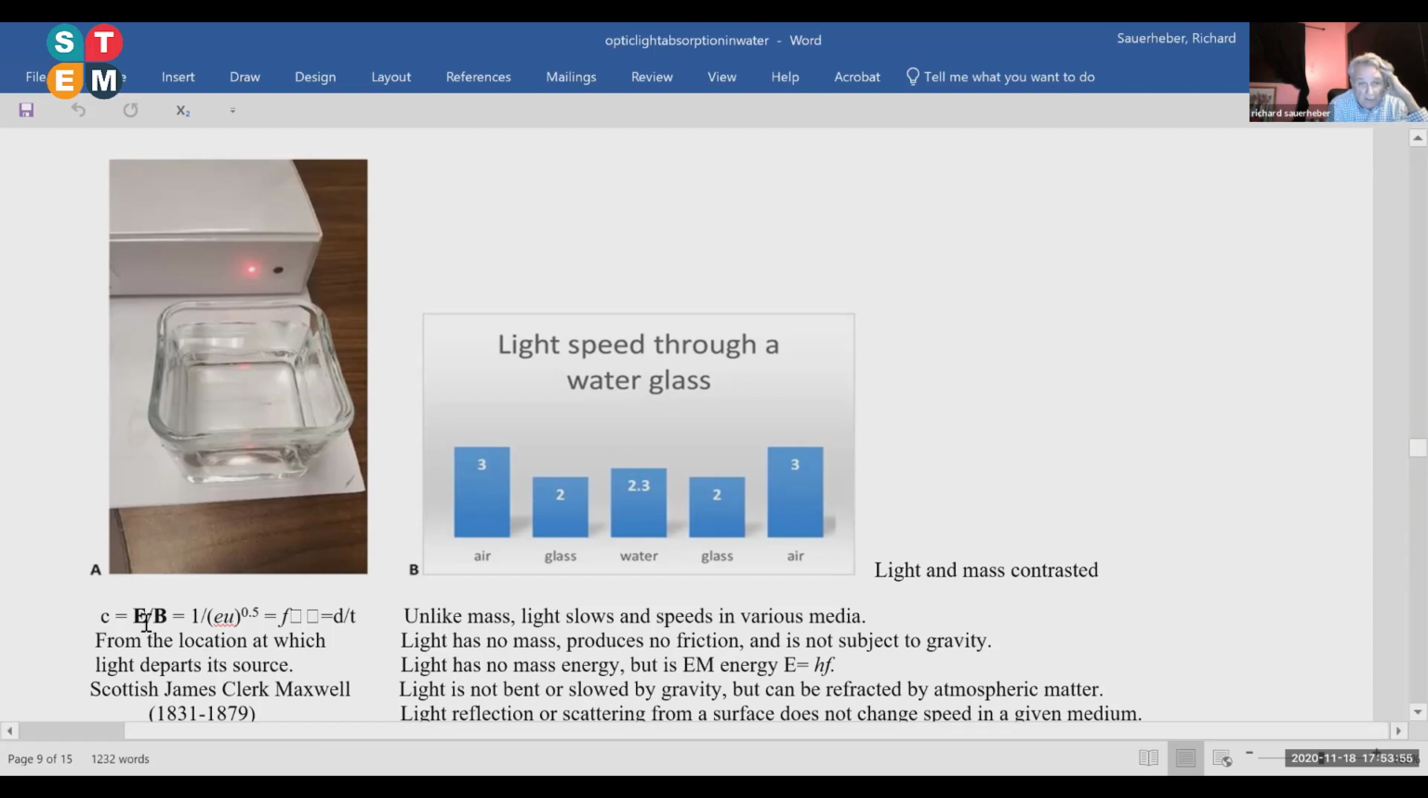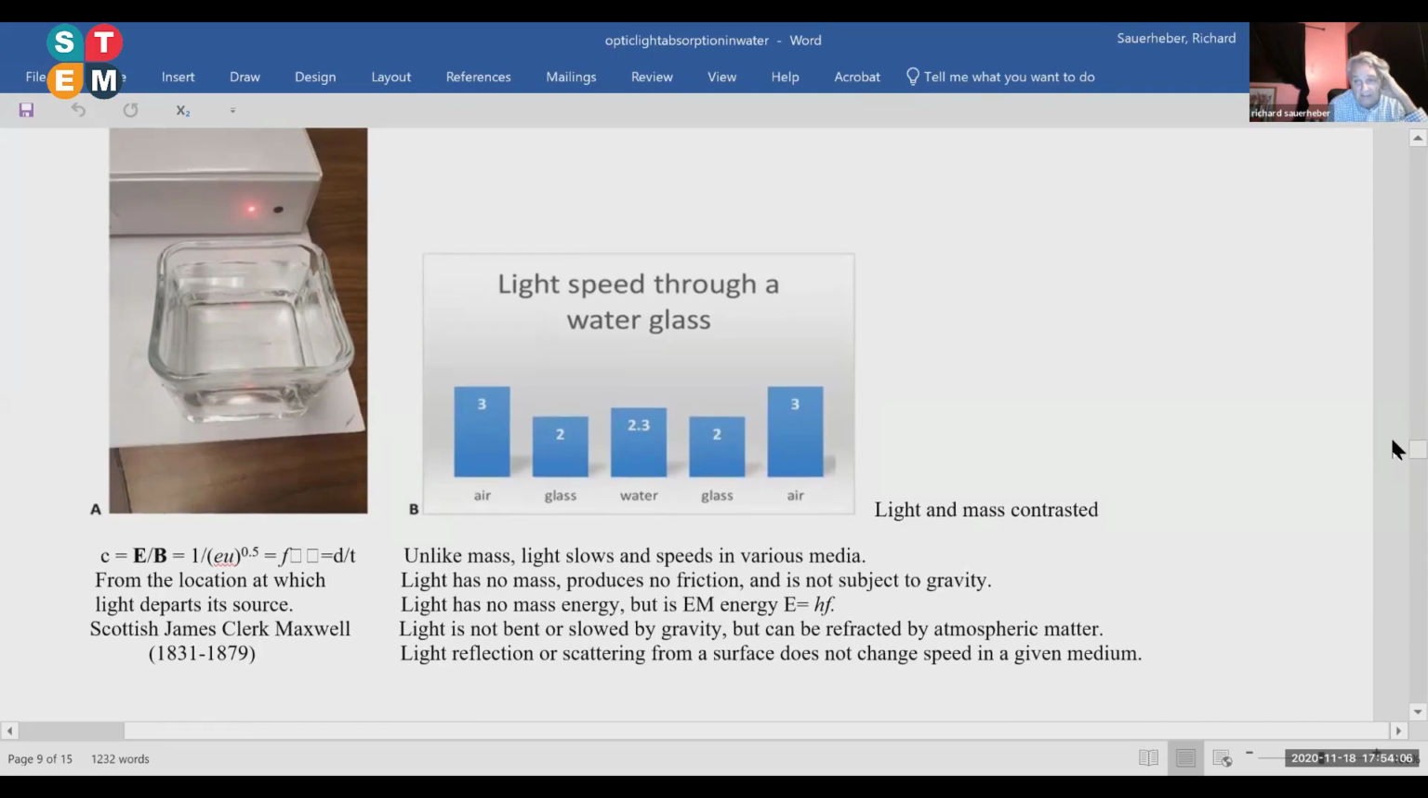And notice there is no term for mass. There is no mass in any of these equations for light's intrinsic speed. So there is no doubt that light is massless EM radiation. Electric fields have no mass, magnetic fields have no mass, and EM radiation also has no mass.